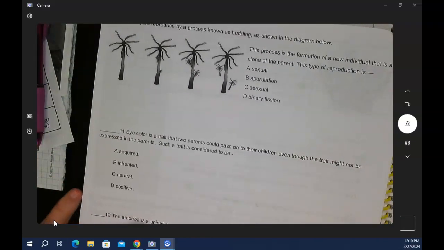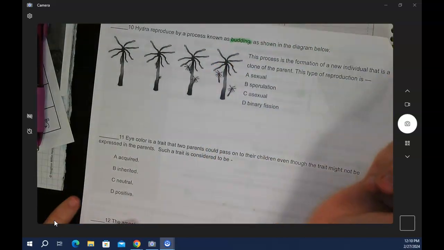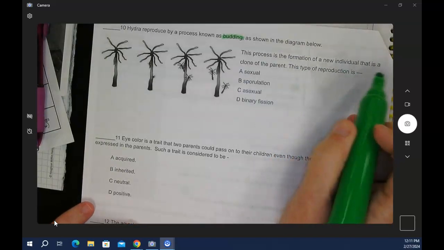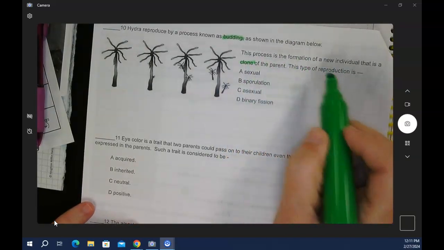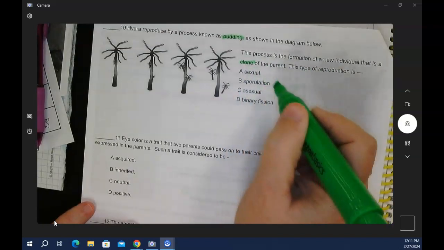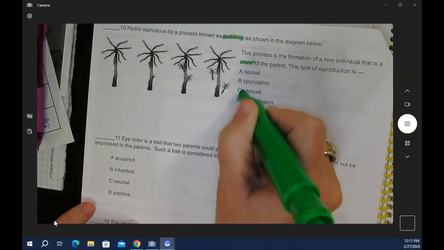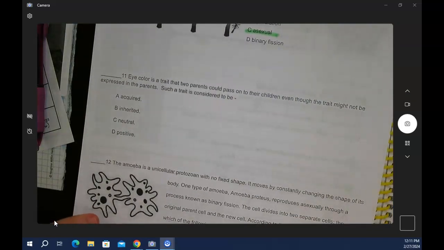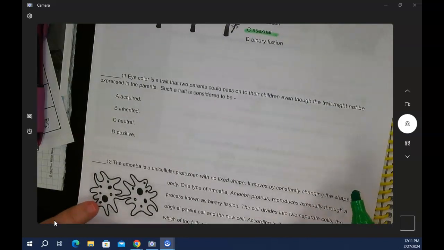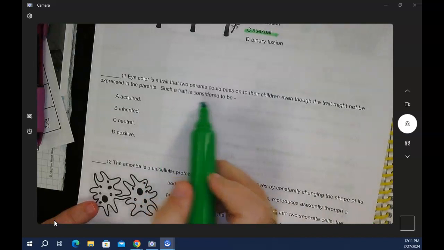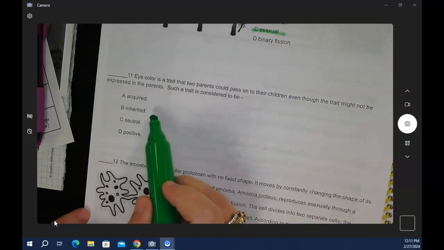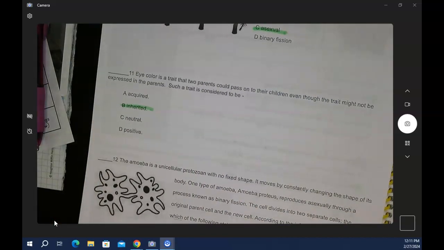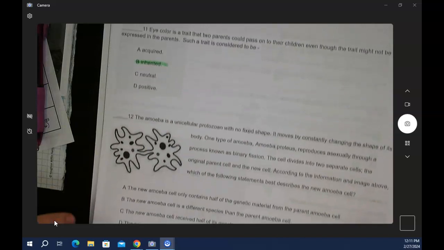Hydra reproduce by a process known as budding, which is a process where the formation of a new individual that is a clone of the parent. Is this a type of sexual, sporulation, asexual, binary fission? It's asexual. Eye color is a trait that 2 parents could pass on to their children, even though the trait might not be expressed in the parents. Such a trait is considered to be acquired, inherited, neutral, positive. It is inherited. They could have also put recessive, and it would have been a good answer too.